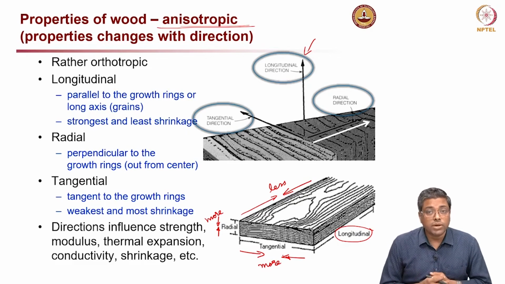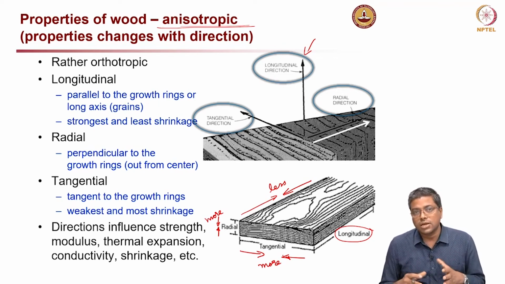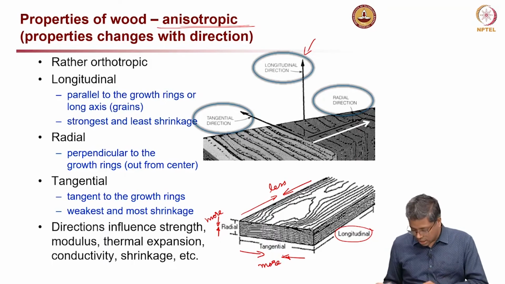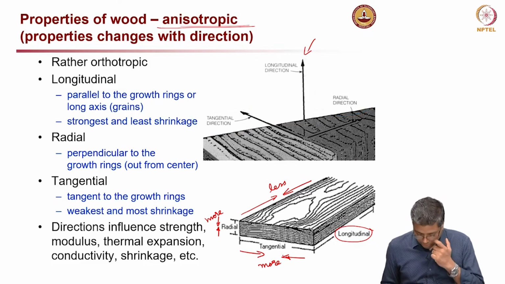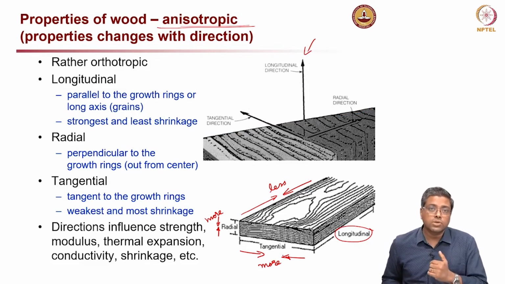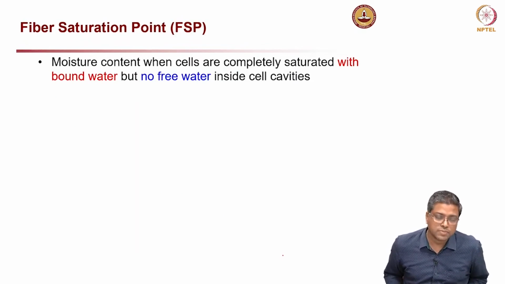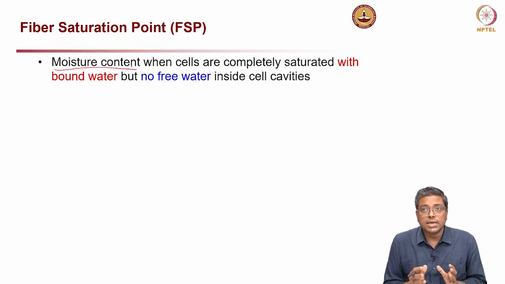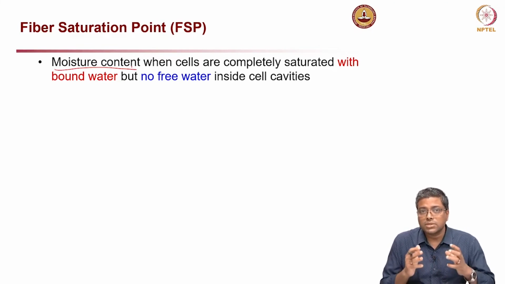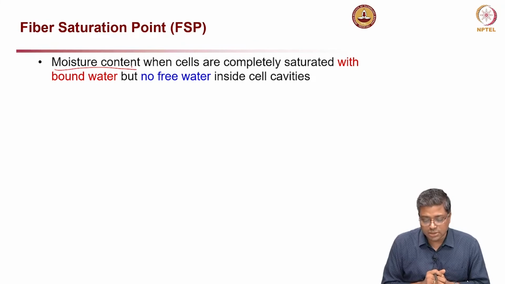So, direction influences the strength, the modulus, the thermal expansion, conductivity, and shrinkage. All these mechanical properties are very much different in these three directions of a timber, especially between the longitudinal and the other two directions. Now, there is something called fiber saturation point. What is that? This is the moisture content when cells are completely saturated with bound water, the water which is chemically bound, but there is no free water inside the cell cavities.